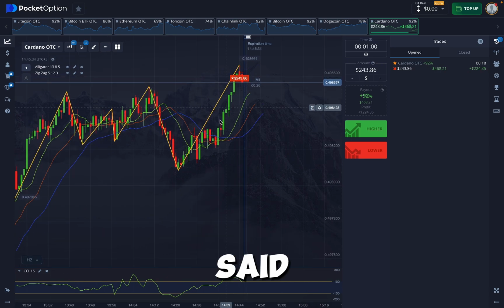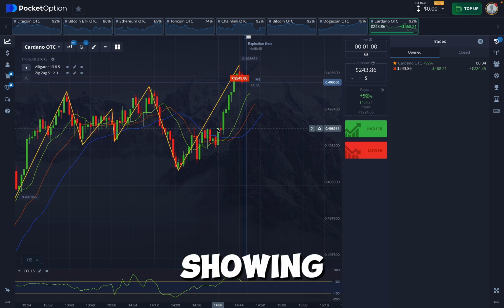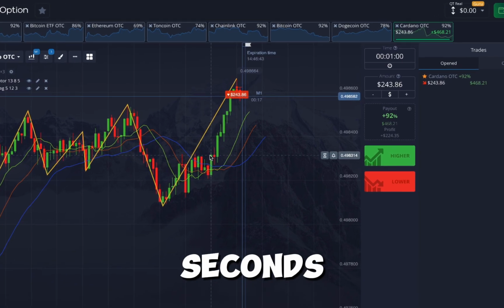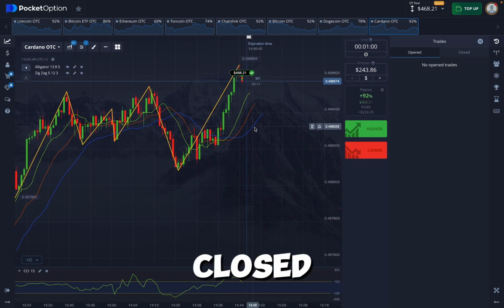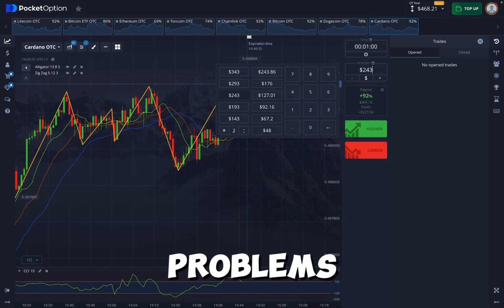The price almost made it all the way, showing this upward momentum in the last few seconds. And actually, my risk was fully justified. I closed the trade in plus without any problems.